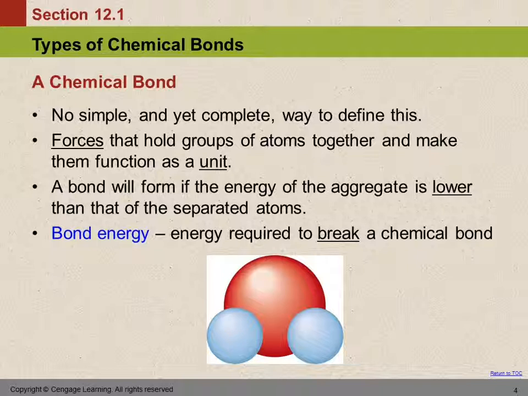It really comes down to energy. A bond such as this between oxygen and hydrogen will form if the energy of it together is lower than the energy of it separate. Aggregate just means the whole thing together. So if this molecule has lower energy than the individual atoms, the bonds will form and you'll have that molecule. So if that's lower in energy, then to pull these guys apart is going to require some energy, and that's called the bond energy. It's the energy required to break a chemical bond.